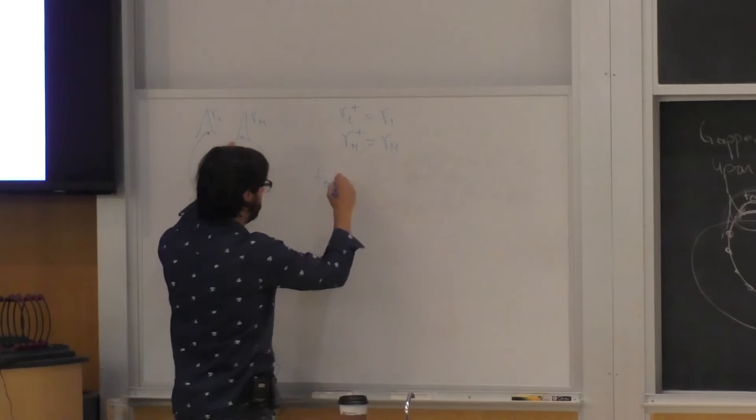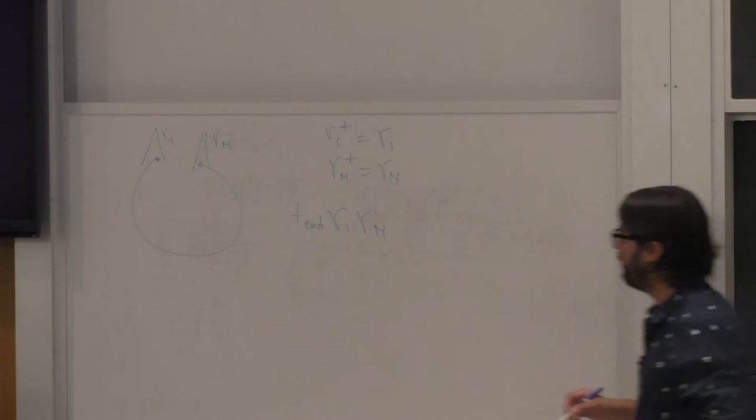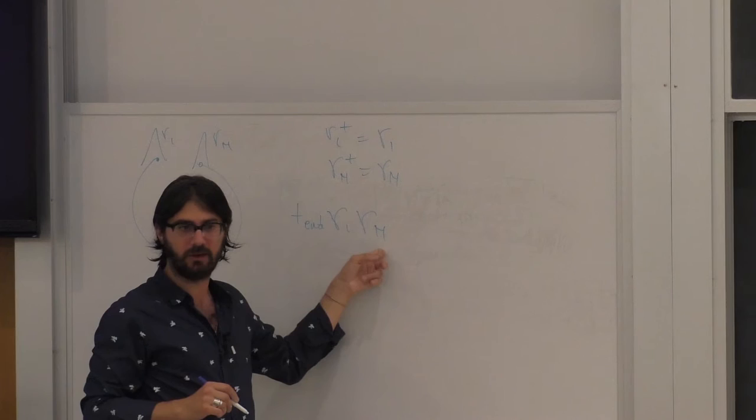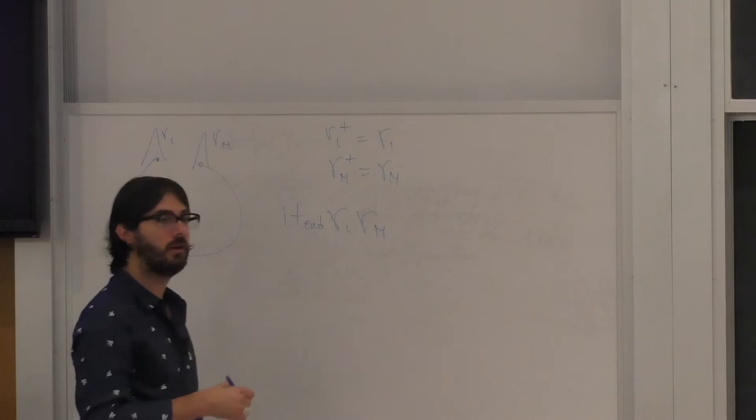Gamma 1, gamma n. And because of hermiticity, what do I need to add? If I add a Hermitian conjugate, it would anti-commute, right? It would give me 0. So there's something other: a factor of i. Okay? This is a Hermitian Hamiltonian that couples these edge modes. So now let me see what the ground states of this are.